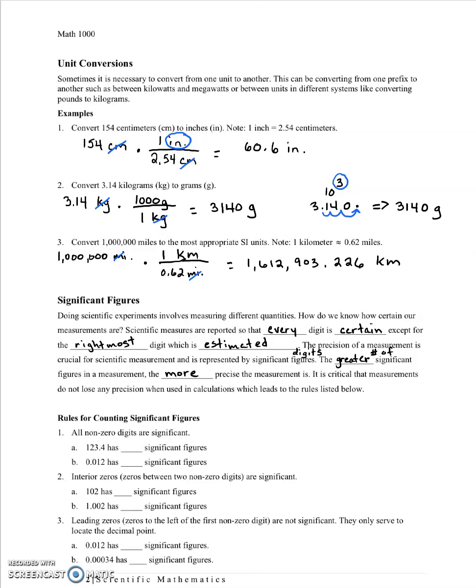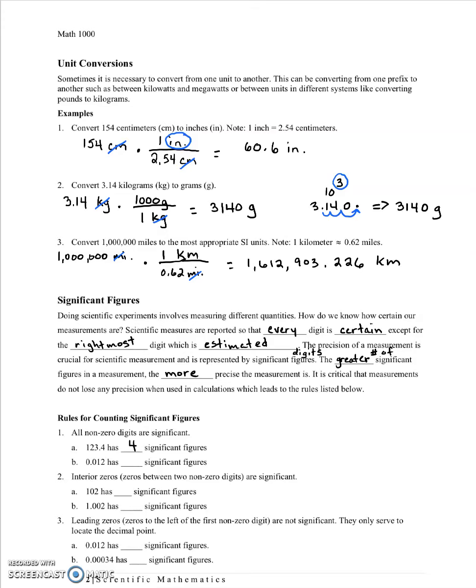Okay, this is part 2 of our discussion of units and significant figures. So, the rules for how we count significant figures. First, all non-zero digits are significant. So, for example, 123.4, well, none of those are zero, so they're all non-zero, which means it has 4 significant figures.